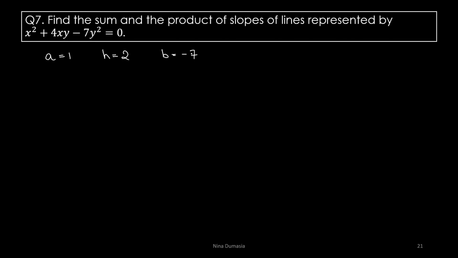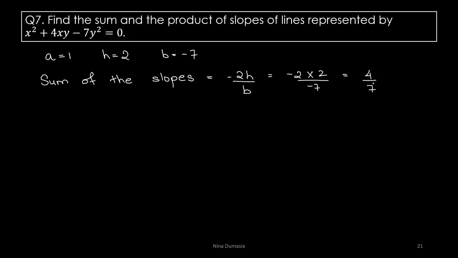ठीक है? Now हम लोग को already पता है, we have already done that, कि what is the sum of the slopes and what is the product of the slopes. So you can directly write that sum of the slope is given by minus 2h by b, which is equal to minus 2 into 2 divided by minus 7, which is equal to 4 by 7. So this is the sum of the slopes of the line.